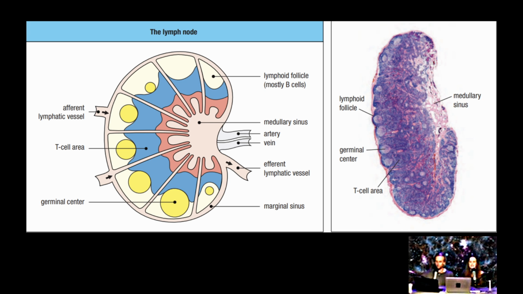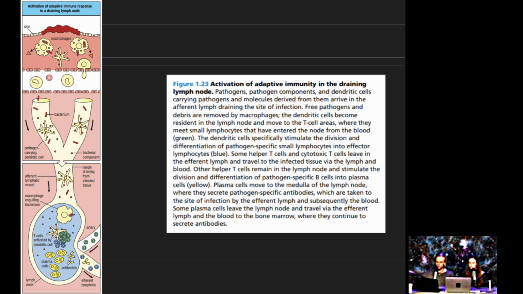Because you cannot get back out through the lymph node without coming into contact with these cells, based off of how it's organized. If you had an afferent vessel here and an efferent vessel here, you can imagine that it would be possible to just leave without encountering anything. But these lymph nodes very much are organized as filtration centers.